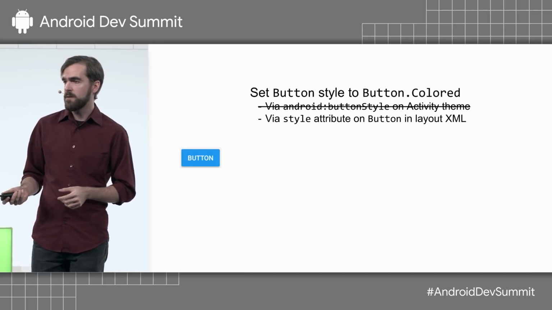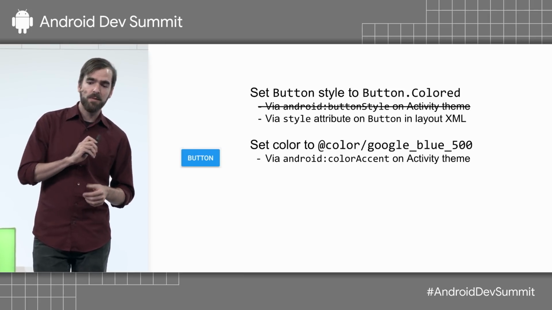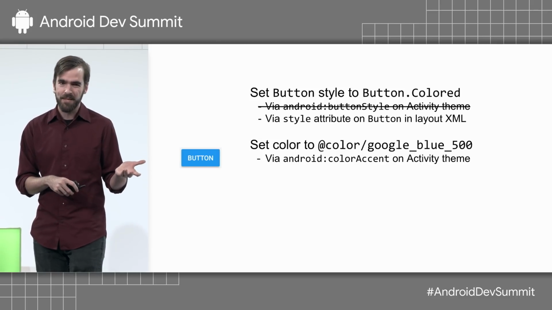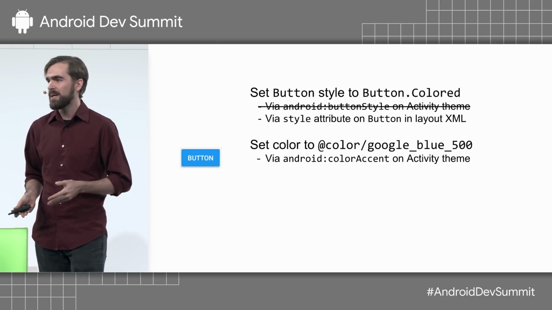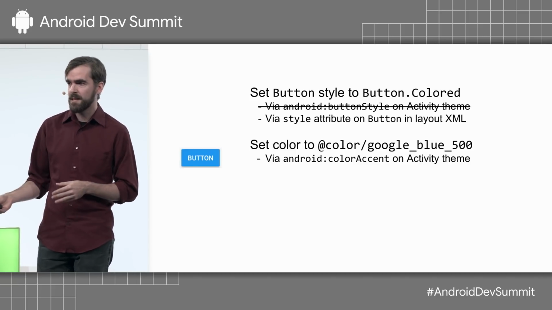But now we're getting the default teal color from our theme. So how can we fix that? Well, what if we set color accent on our activity theme? Now we're getting that blue button, but we're also getting blue switches and blue everything else that inherits color accent.